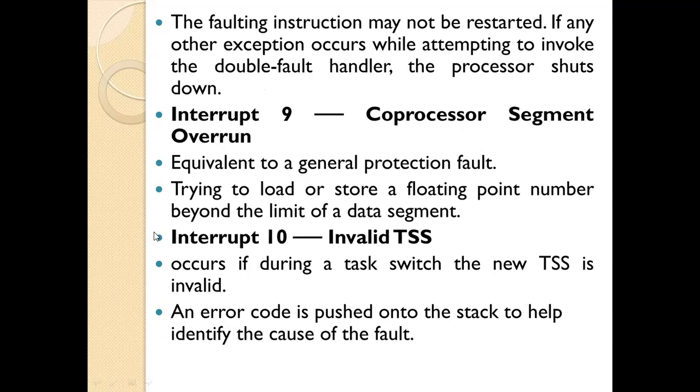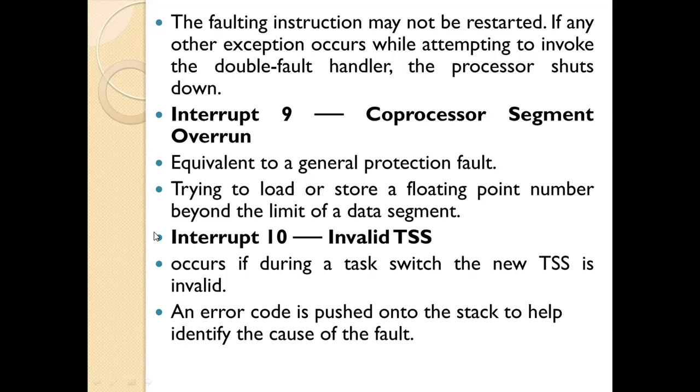The coprocessor segment overrun interrupt is equivalent to a general protection fault. It occurs when trying to load or store a floating point number beyond the limit of the data segment. At that time the coprocessor segment is overrun and interrupt 9 is invoked.